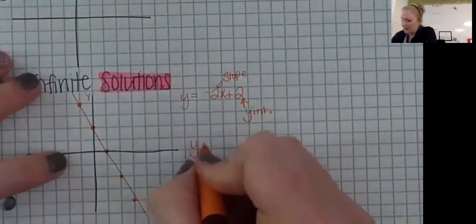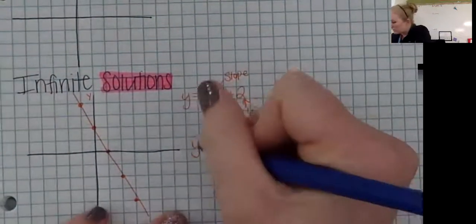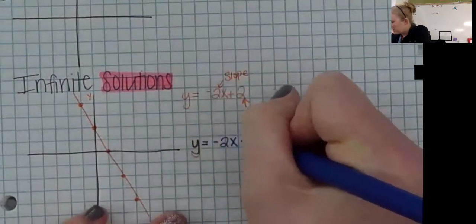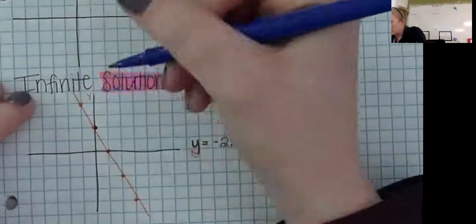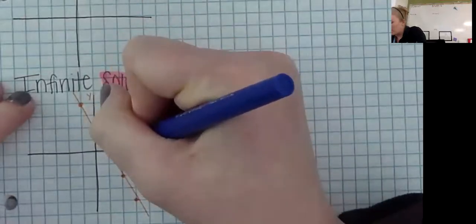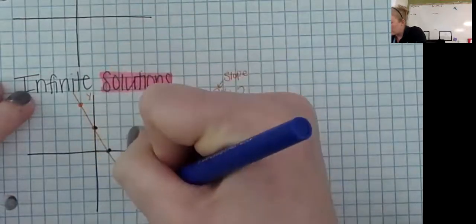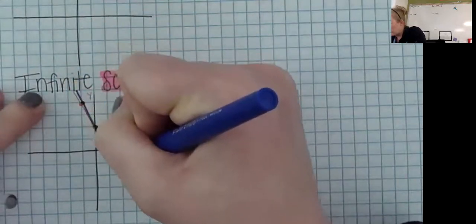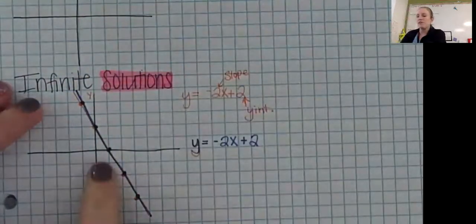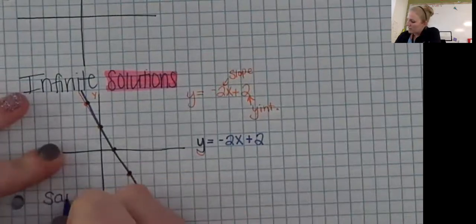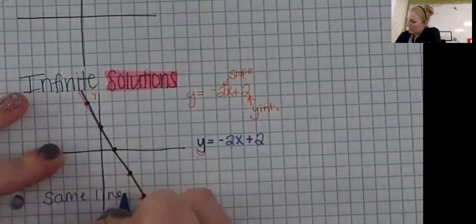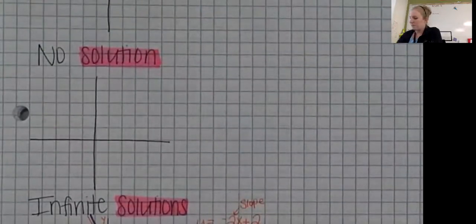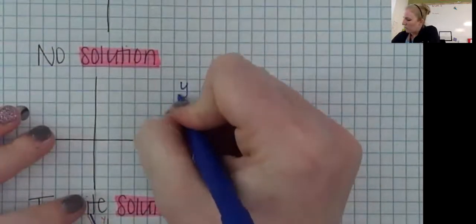So our second line, let me do it in blue just so you can see the difference, would be y equals negative 2x plus 2 again. Start there, go down 2 over 1, down 2 over 1. It would actually be the same exact line. So infinite solutions is the same line.